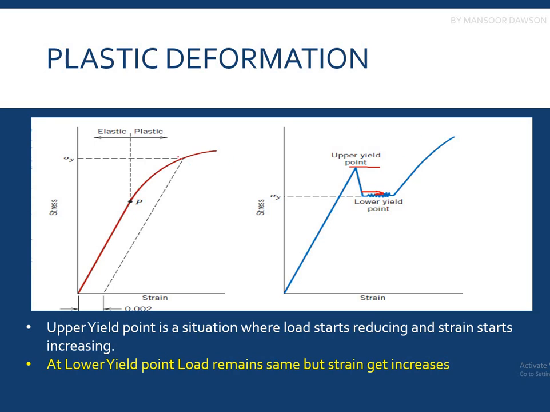But in this case, where the yield point is not clearly defined, what we'll do is take an offset of 0.2% of strain, and draw a line parallel to our proportional limit until it meets our curve. So this would be our expected yield point.